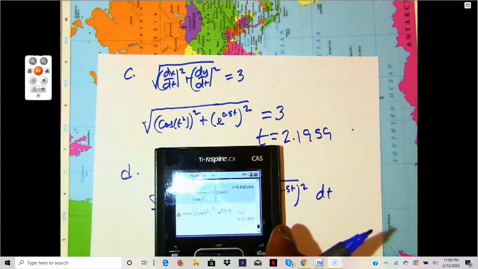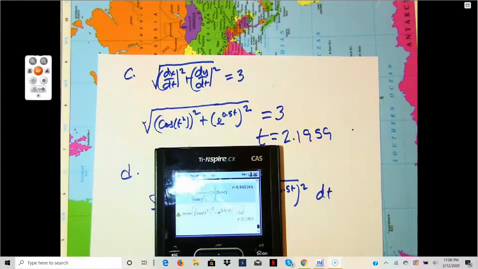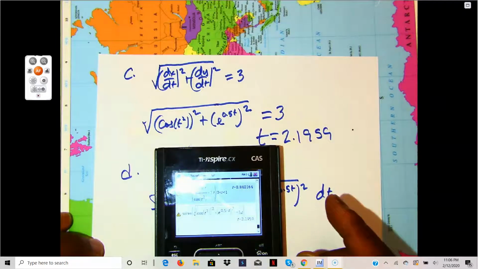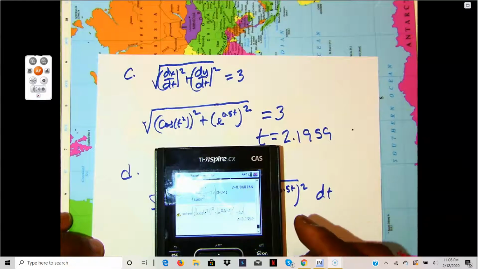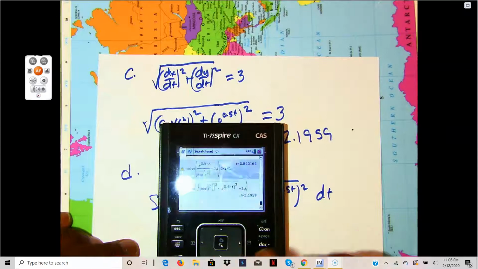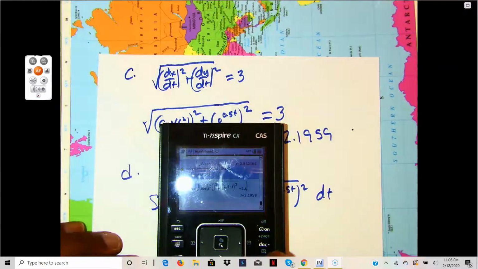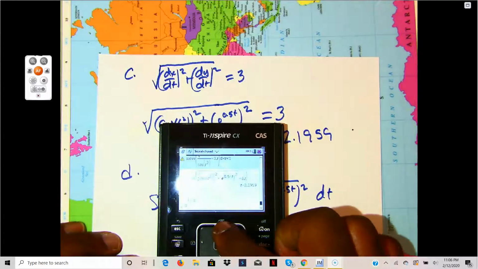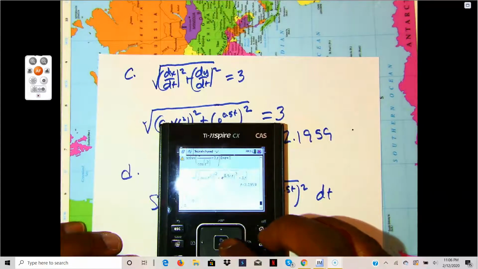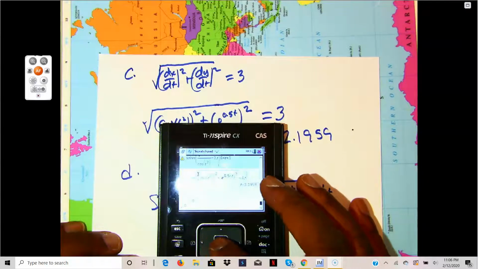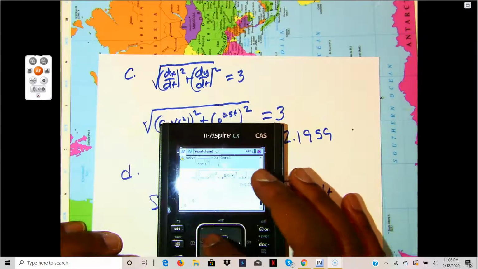Now we already have that square root of cosine t squared and e to the 0.5t squared. We already have that in the calculator. So we're going to try to capture it or cut and paste. That way we don't have to retype it. So we're going to go to Menu, Calculus, Integral, from 0 to 1.